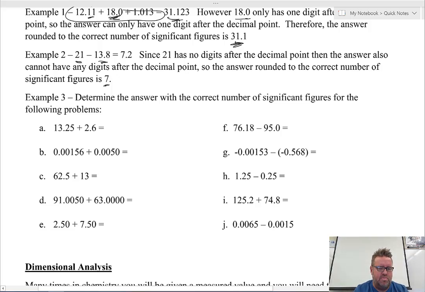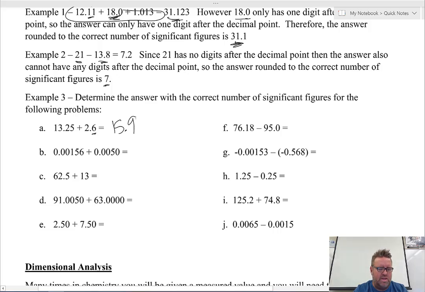Okay, so 13.25 plus 2.6. Again, the calculator answer is 15.85, but because 2.6 only has 1 digit after the decimal point, I have to round that to 15.9. After the 8, the next number is 5 or greater, so I've got to round that up.